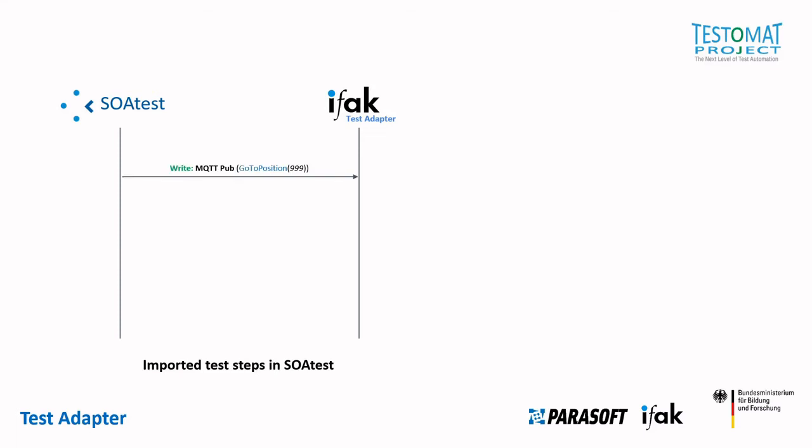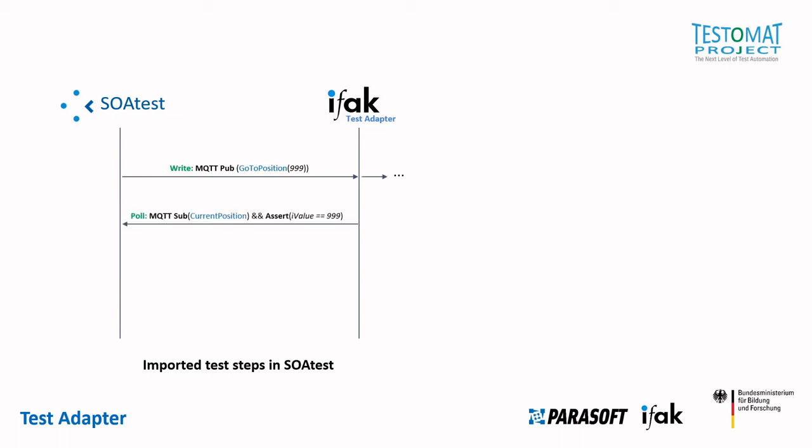In this case, we are sending a message to the IFAC test adapter. The message has a certain name, go-to position, and a numeric value. The IFAC test adapter receives this message and translates it into the target protocol either as a message or a command, which can be understood by the SUT.